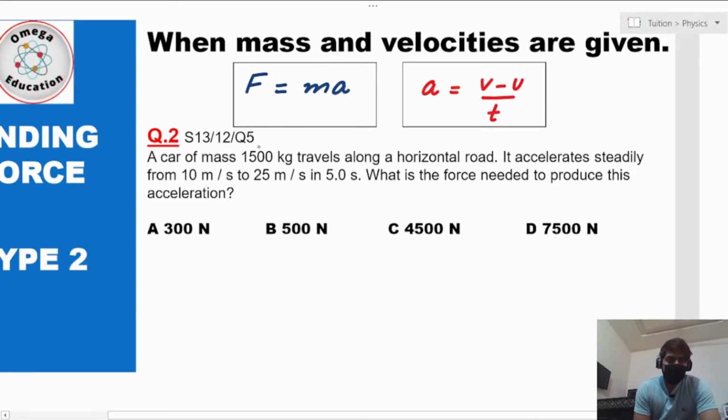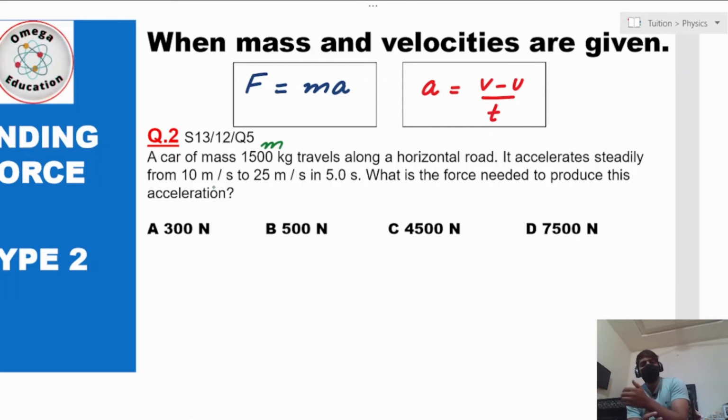So you see, you're given the value of mass, this is your m. It accelerates steadily from 10 meter per second to 25 meter per second. Now this one might be confusing. These are not the acceleration, these are the speeds, right? Or if you have the idea of units, and you should, meter per second is a unit of speed or velocity. So it is not the acceleration, it is the velocities that are given in the data.